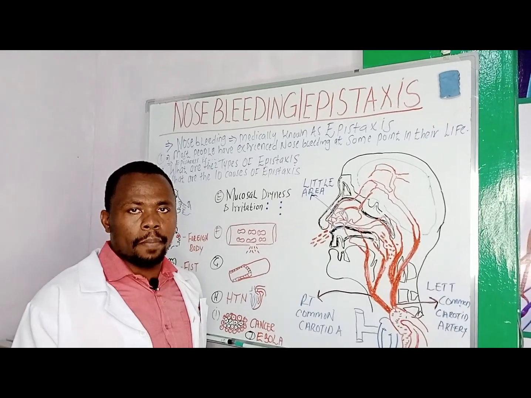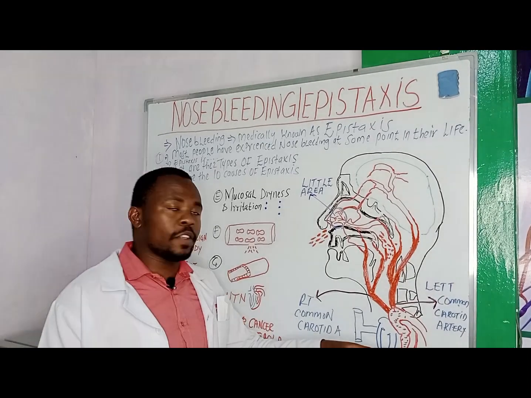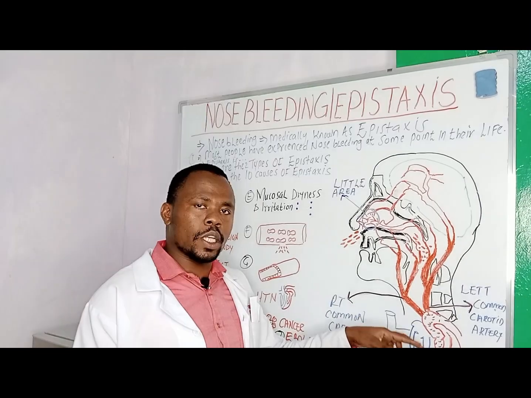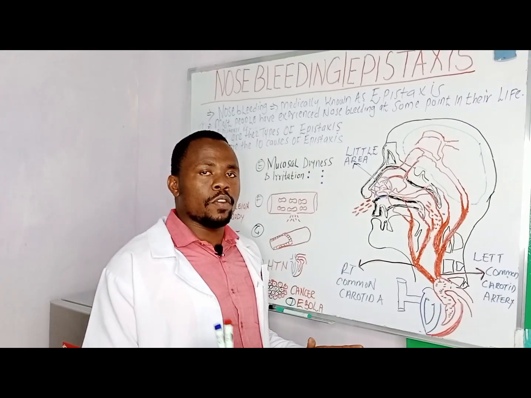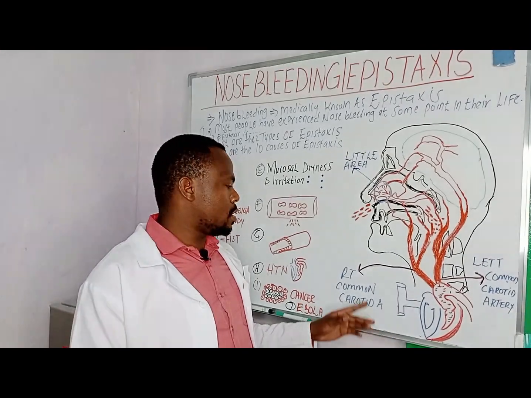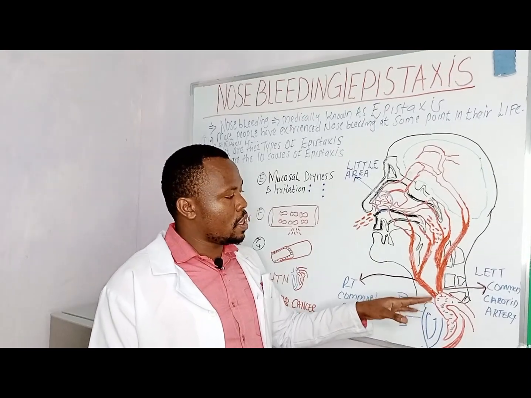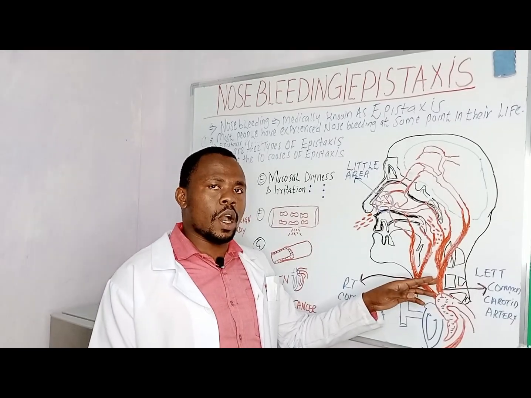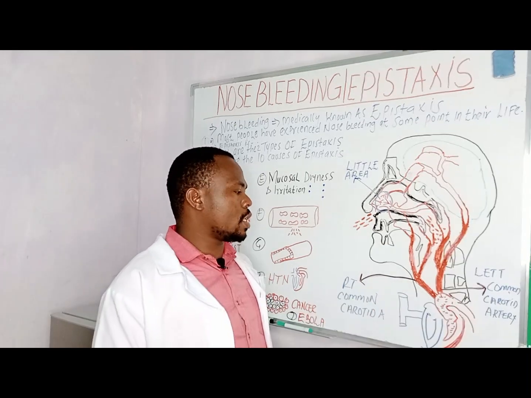Blood is pumped from the left side of the heart, that is the left ventricle. It is pumped into the aorta. From the aorta arise two carotid arteries. One is called the right common carotid artery. The other, the second one, is called the left common carotid artery. I will start by explaining the right common carotid artery.